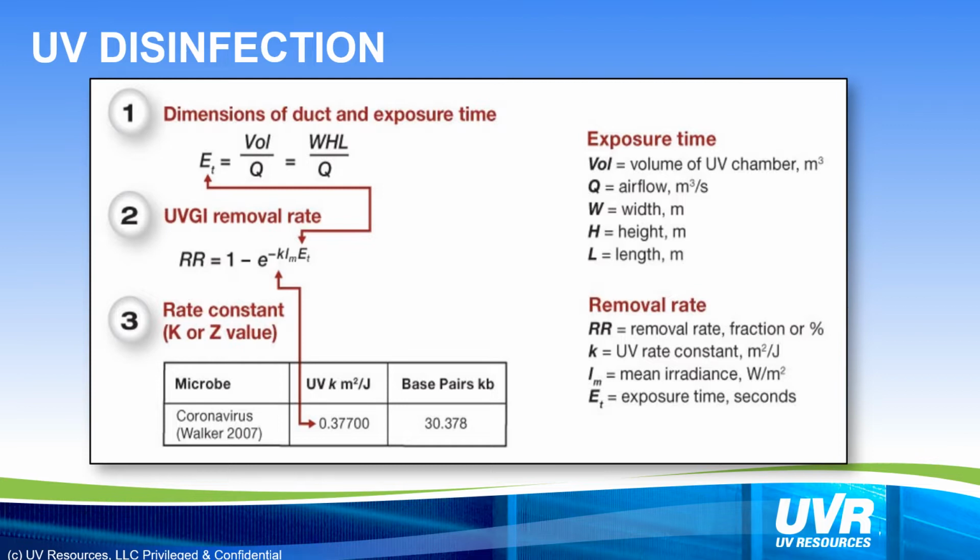We start with this pathogen rate constant, sometimes expressed as a K or Z value. The rate constant tells us how much UVC energy we need to achieve a specific inactivation level in a single pass. It's important to note that each subsequent pass of recirculated air further reduces pathogen concentration levels.